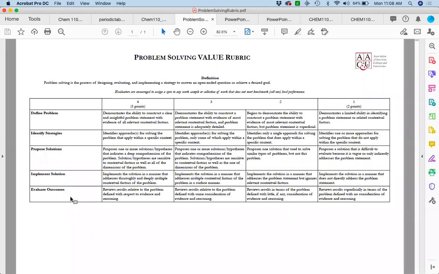So this is the rubric that I use to score you. You have 5 possible points. This becomes 4, this becomes 3, this becomes 2.